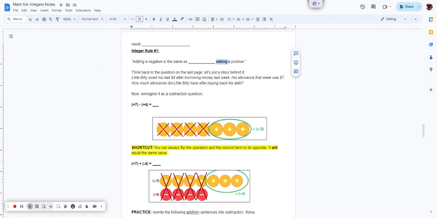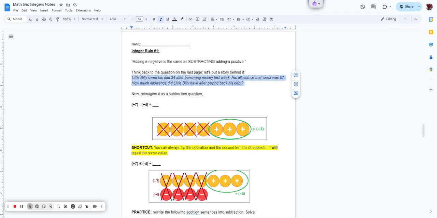Thank you. And the first rule, you can fill in the blank here, is adding a negative is the same as subtracting a positive. So go ahead and scribble that in. Subtracting. Oops, spell it right, subtracting a positive. Now, before your eyes cross, because that's a lot of big words happening there, let's break this down a little bit. So here's just a little scenario.